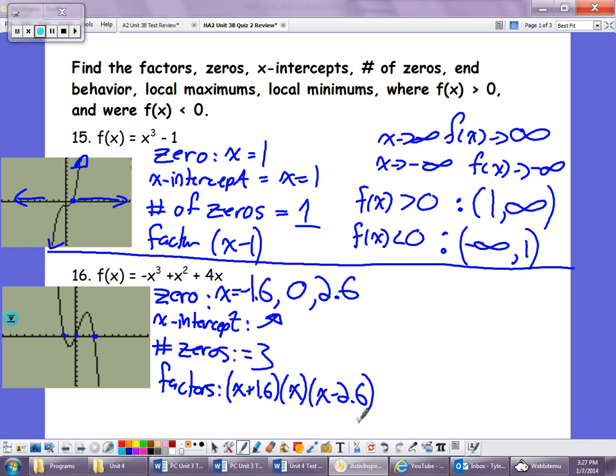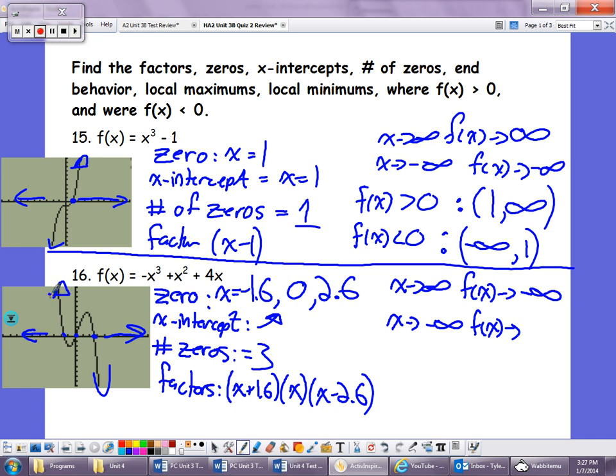All right. Next thing we need to look at is our end behavior. So again, as x goes to infinity, f of x goes where? And as x goes to negative infinity, f of x goes where? So here, as x goes infinitely to the right, my y values are going down towards negative infinity. And as my x values go towards negative infinity, infinitely to the left, my y values are going up to infinity.